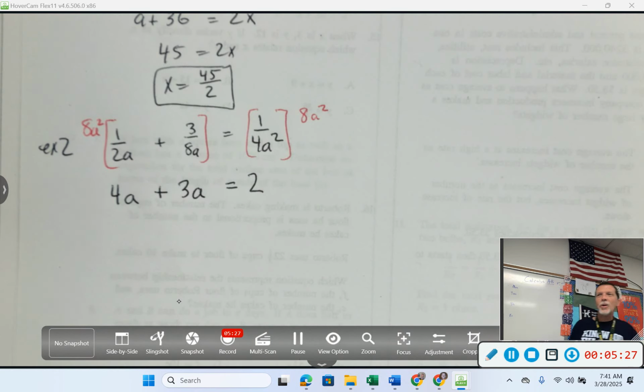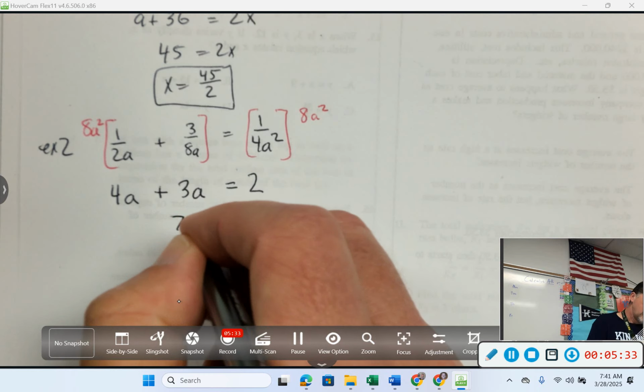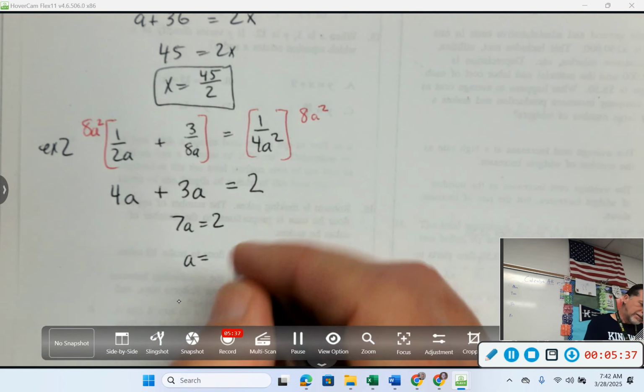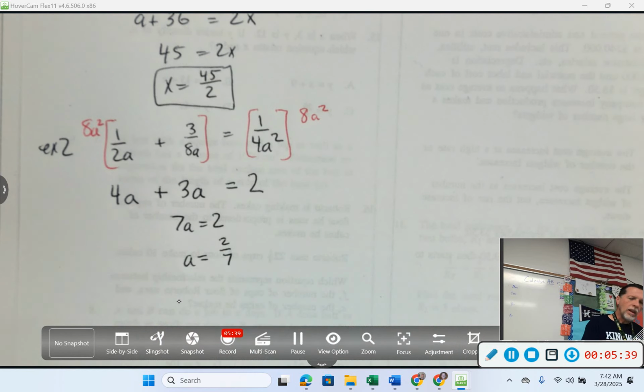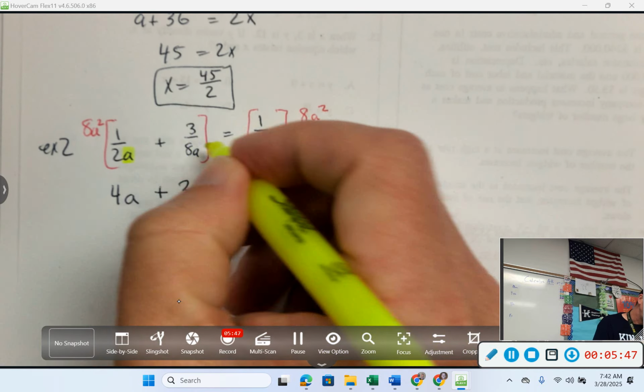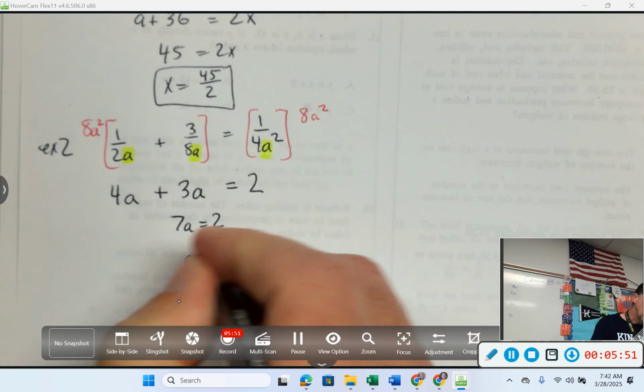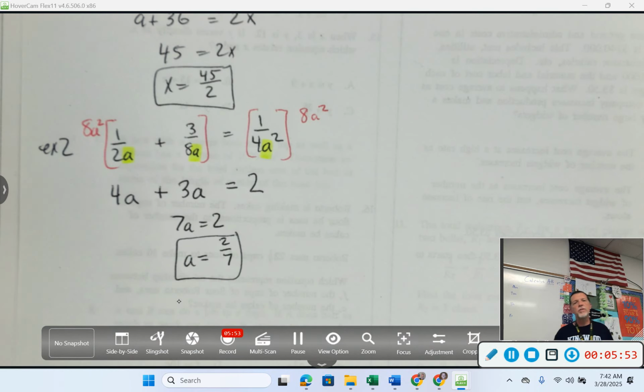And again, we like doing it this way because you immediately get rid of all the fractions and you've got an easier problem to deal with. 7a equals 2. A equals 2/7. Is 2/7 going to be a problem when I plug it back in? No. That's not going to make anybody 0. So we're good with 2/7.